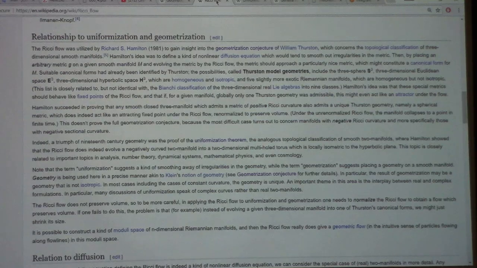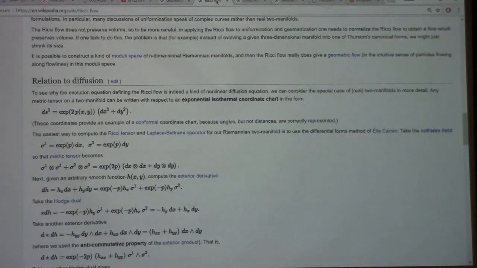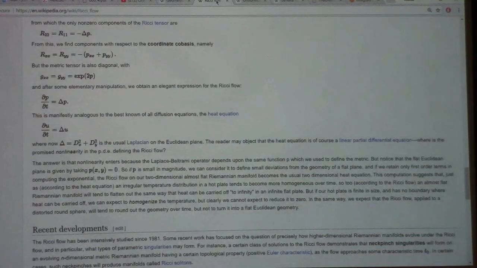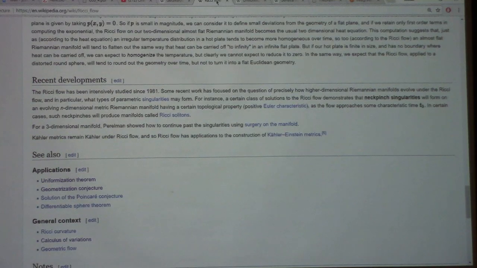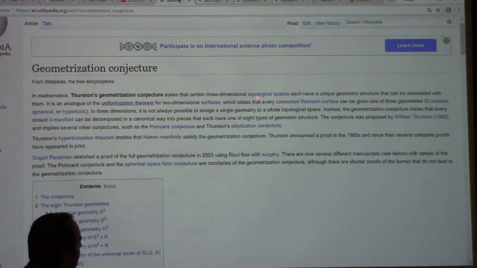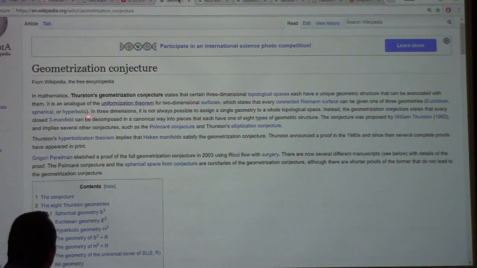I'm not doing it justice, but here's some technical details. To be a little bit more specific, Thurston's geometric conjecture states that certain 3-dimensional topological spaces each have a unique geometric structure that can be associated with them. It's the analog of the uniformization theorem for 2-dimensional surfaces.